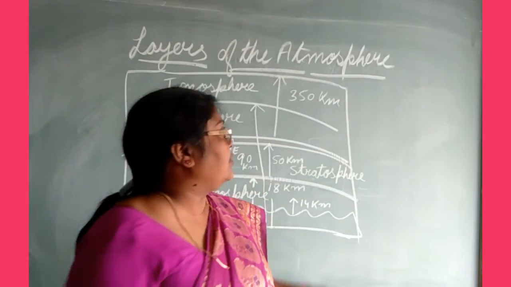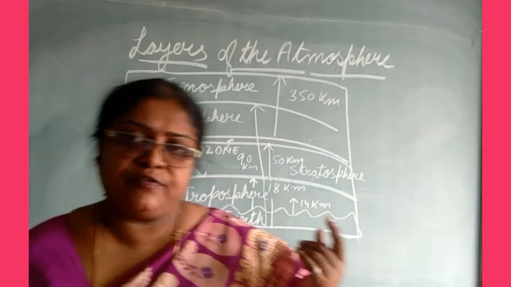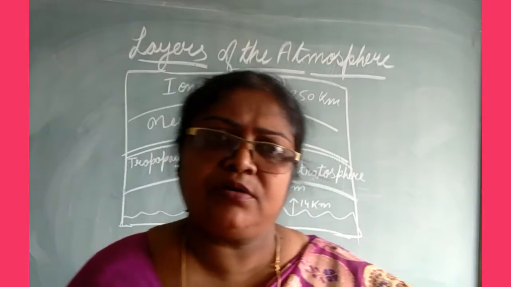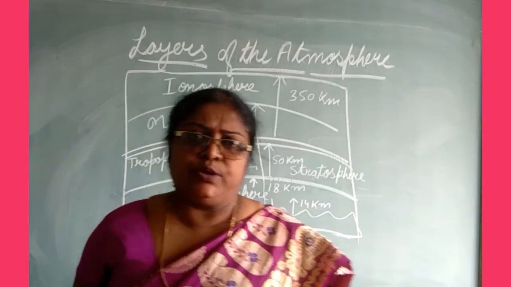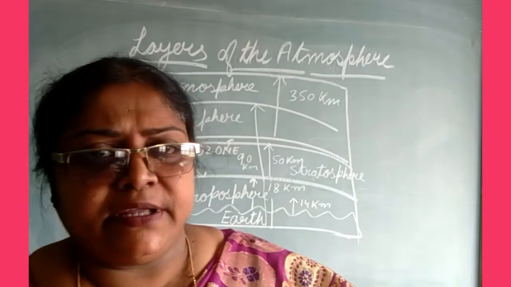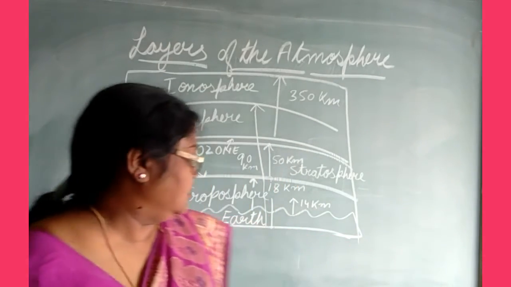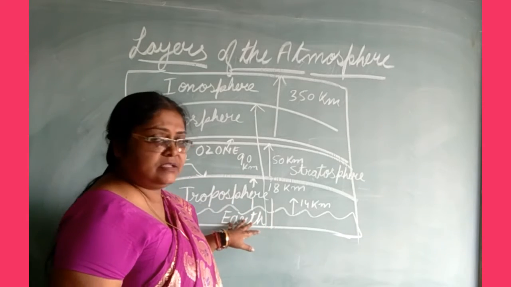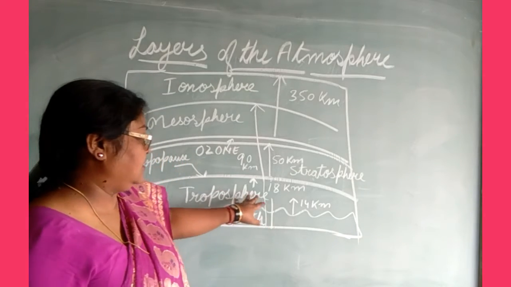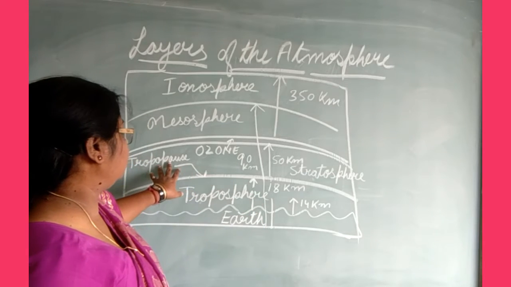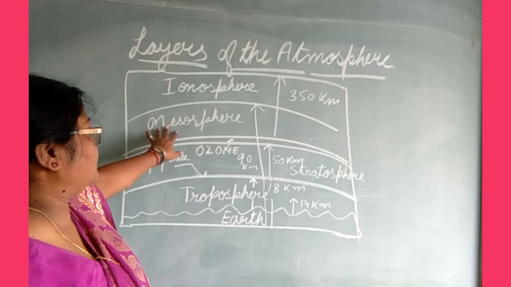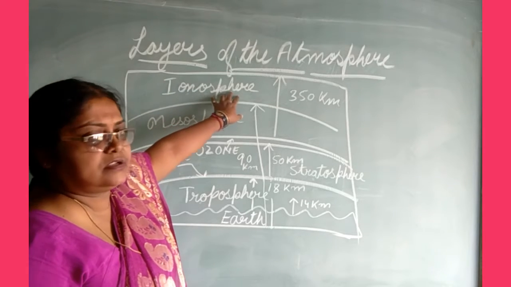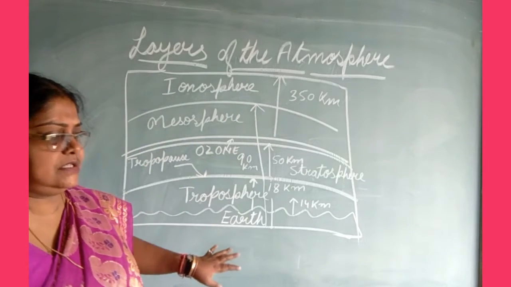Today we will learn about the layers of the atmosphere. Last class you learned about the atmosphere. Today you will learn about the layers of the atmosphere. In this diagram, the downward part is the earth, then the troposphere, then the ozone, the mesosphere and the ionosphere.